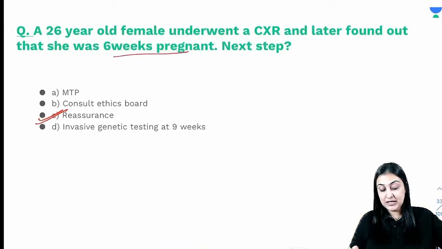We'll always reassure. But do you think we should do it deliberately? No. If we know somebody is pregnant, don't do it. But if it happened by mistake, just reassure.